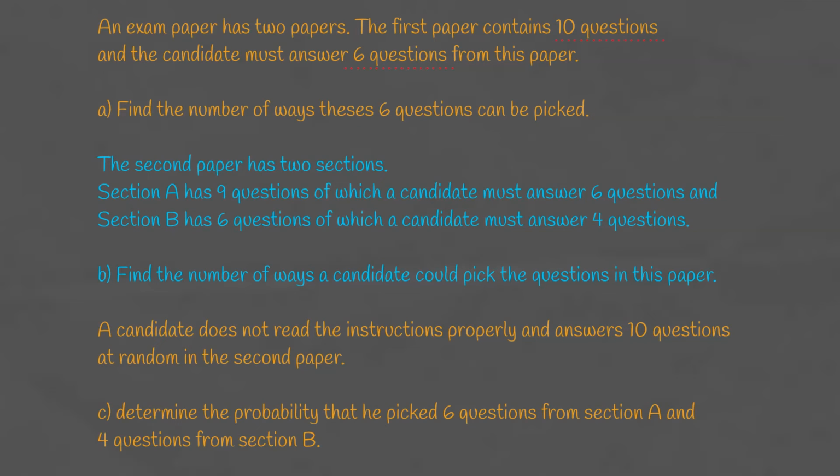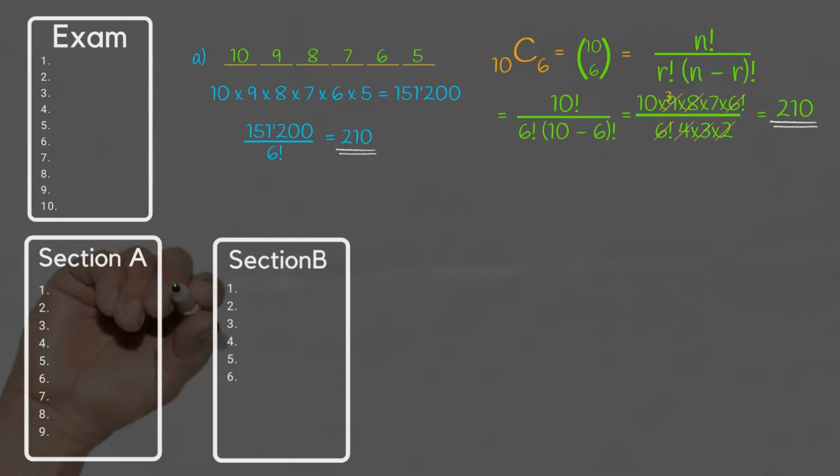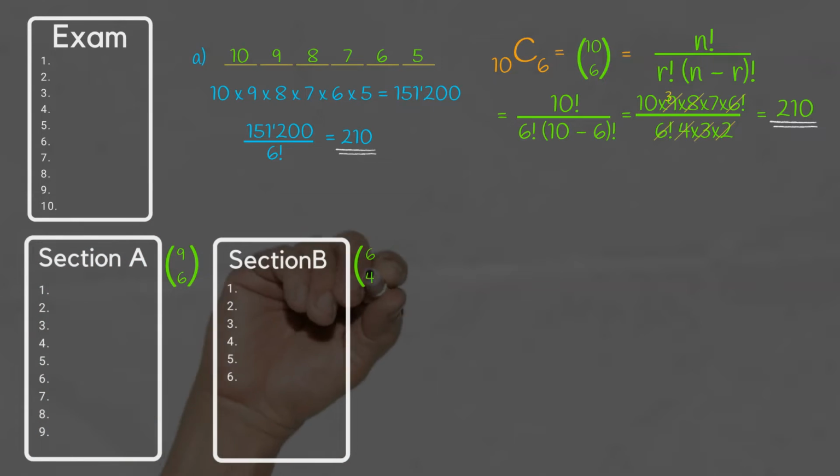Next, we have to find out in how many ways they can pick the questions in the second paper. If you have section A with 9 questions where you must answer 6, and section B has 6 questions where you must answer 4. So section A, you have 9 choose 6, and section B, you have 6 choose 4.